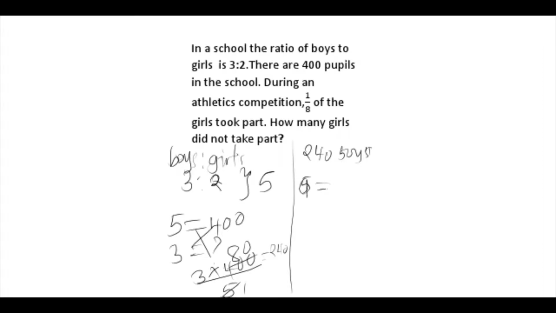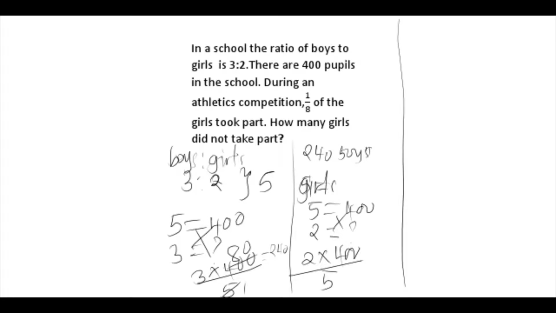Then for girls we have 5 is equals to 400. What about 2 will give us what? So we have 2 times 400 divided by 5. So 5 divided by 5 is 1, 400 divided by 5 is 80. 80 times 2 gives us 160. So we have 160 girls. That's why when we add the number of boys and girls, it will just give us 400. We have 240 plus 160, which is 400.